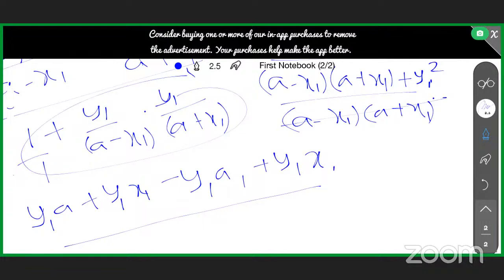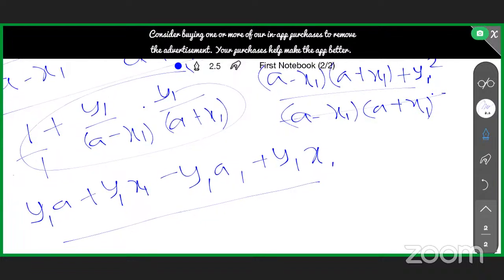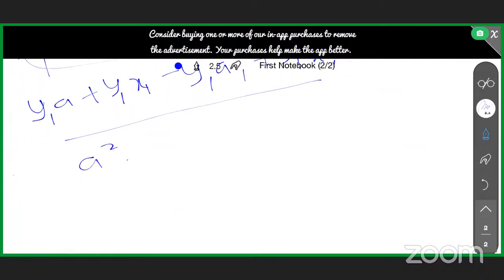This is the form of a plus b into a minus b. A plus b into a minus b is the formula: a square minus b square. x1 square plus y1 square. Simplify. Don't go for complicated things.